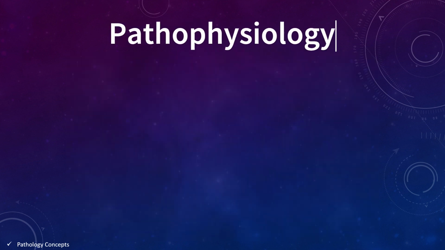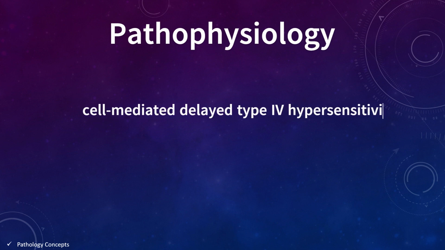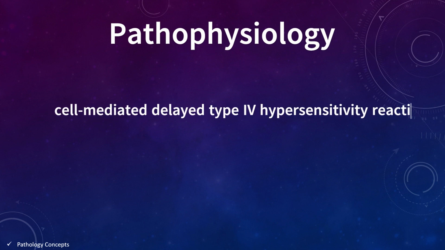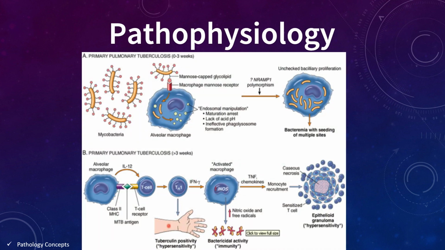The pathophysiology of tuberculosis. It is a cell-mediated delayed type 4 hypersensitivity reaction. By stimulating immune cells like helper T cells and CD4 cells, Mycobacterium tuberculosis induces a recruitment and activation of tissue macrophages. This is responsible for the delayed hypersensitivity reaction.